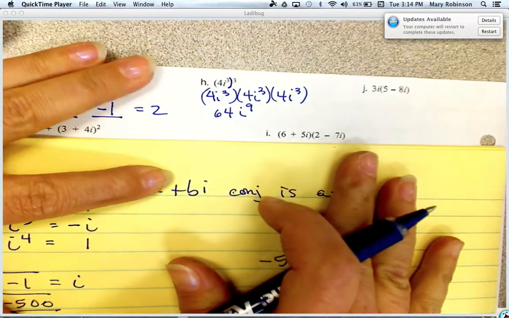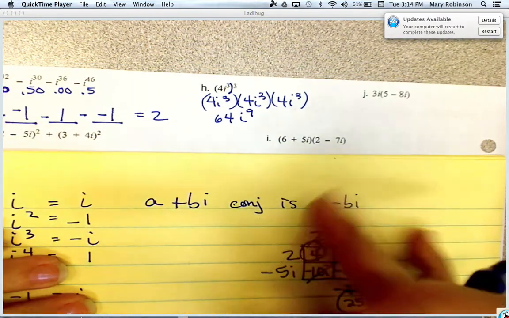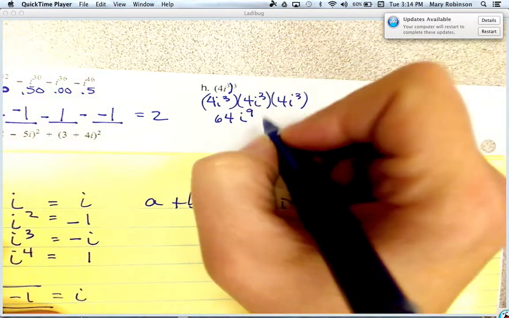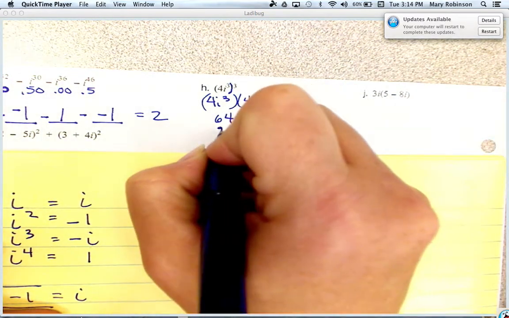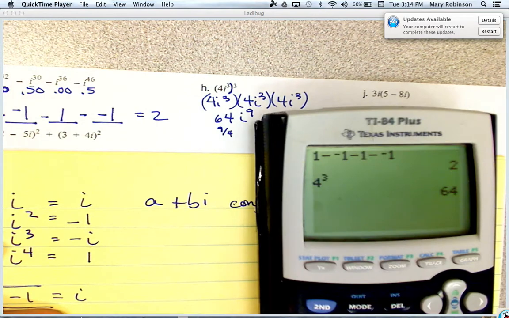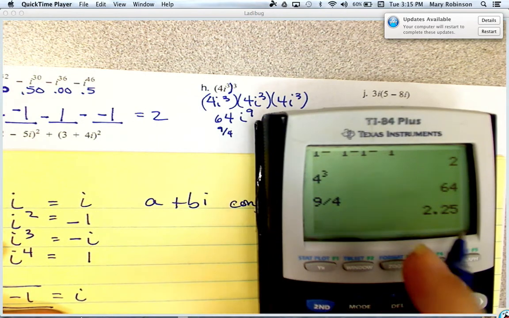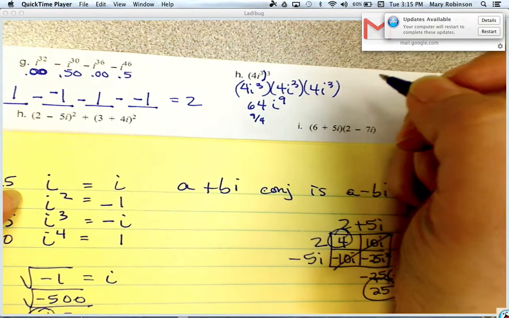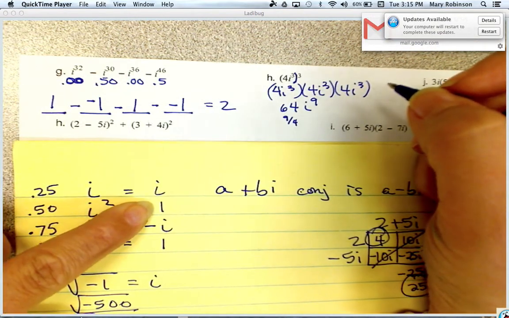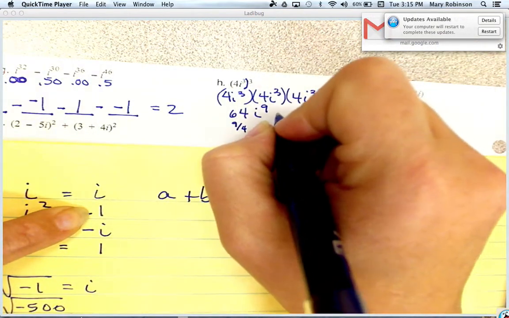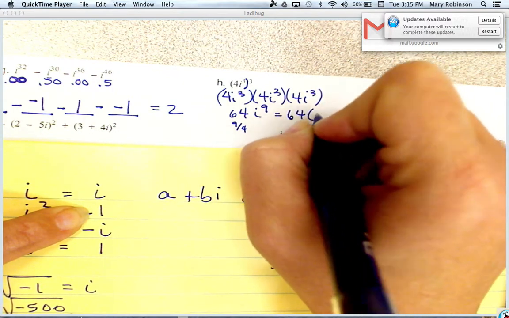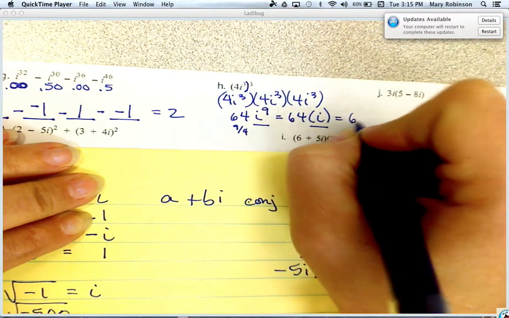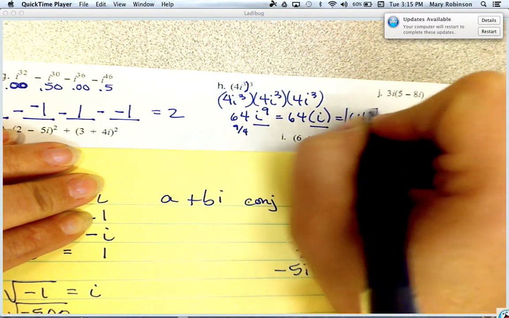But of course, no answer at all for these problems should be left with an i with a power higher than 1. So if I have 9 here, I'm going to do 9 divided by 4, and I get 0.25. So that 0.25, if I look back here on my chart, that's just equal to i. So this is going to be equal to 64 times i, because i to the 9th is the same as i. So my answer is just 64i.